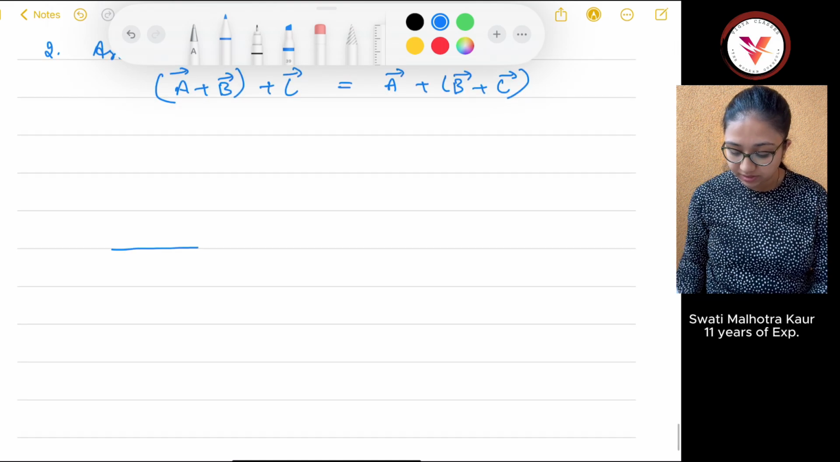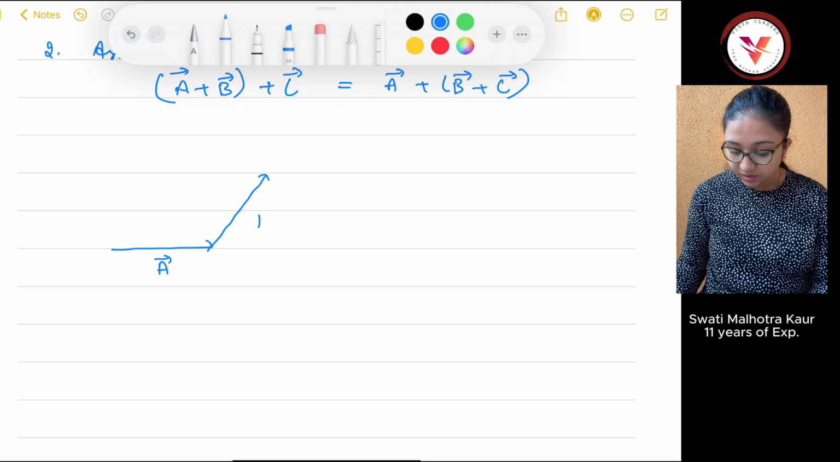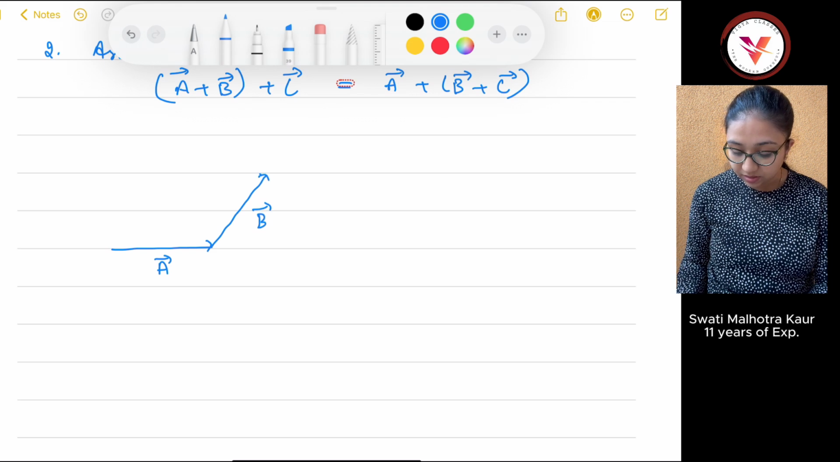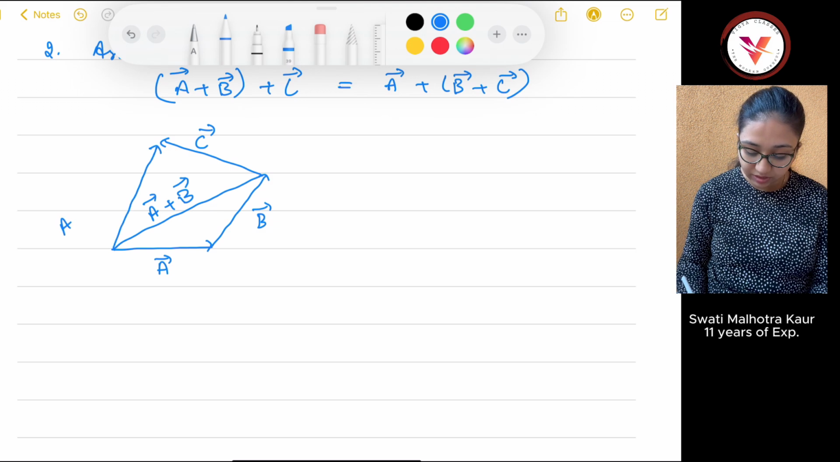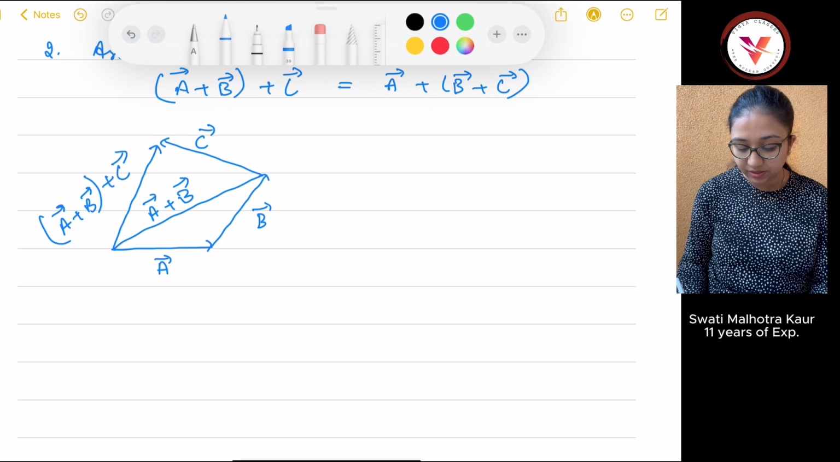So you can understand this like this: this is the A vector, let's say this is the B vector and this is the C vector. So how will you do it? You will first take these two vectors, A plus B vector, and then this vector. So this is your A plus B plus C vector.